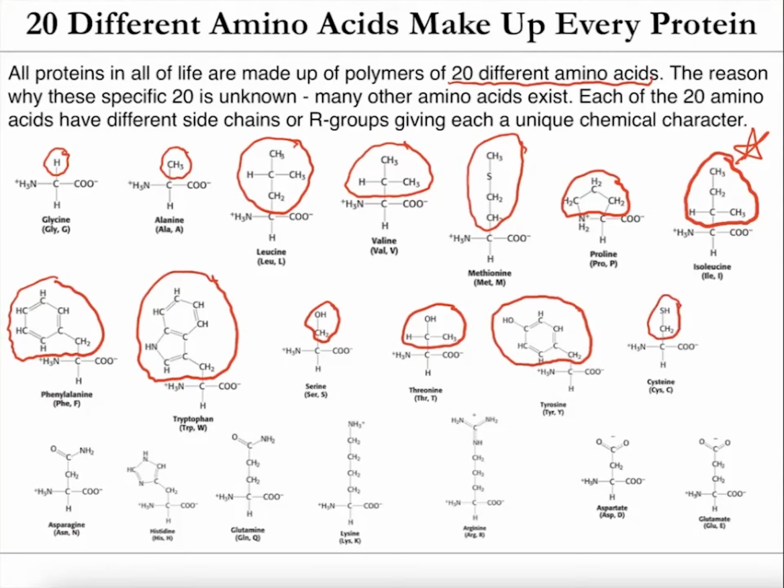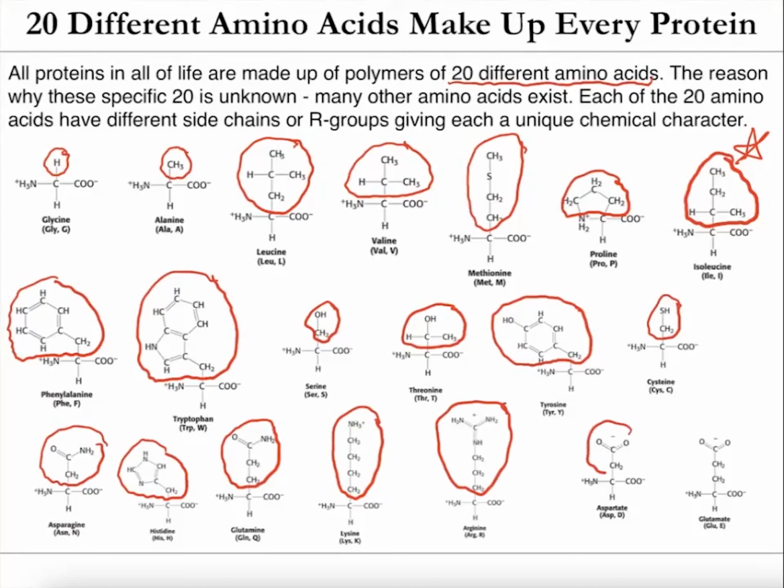This one's got a sulfur. This one's got this complex carbohydrate group. This one's got this group right here. I'm just going to go through them all now that I started. This one's positively charged. So is this one. And these two are negatively charged.